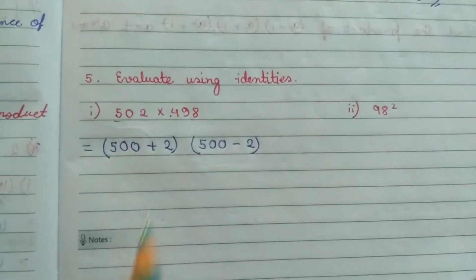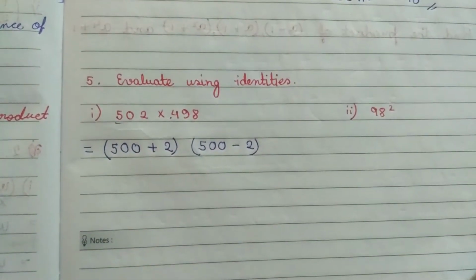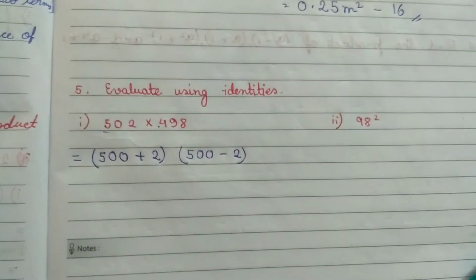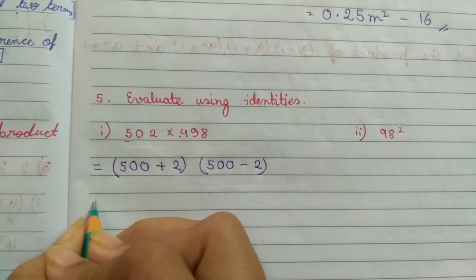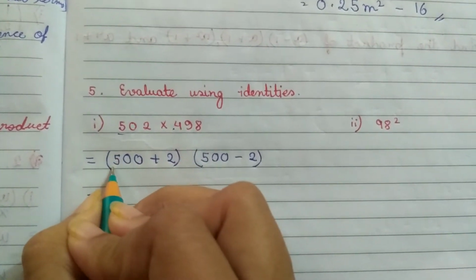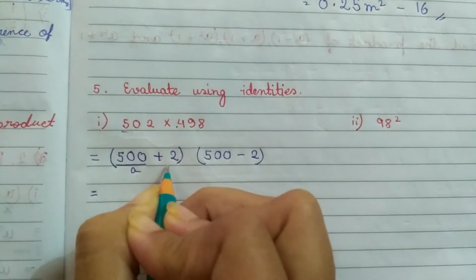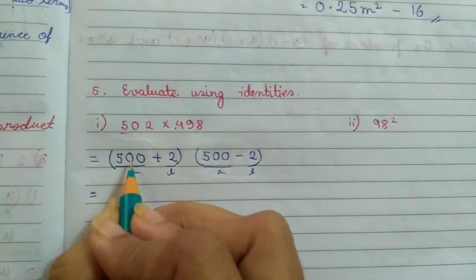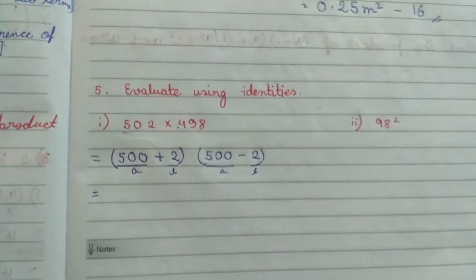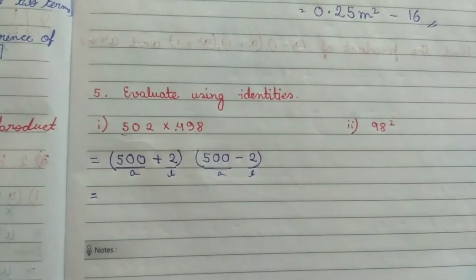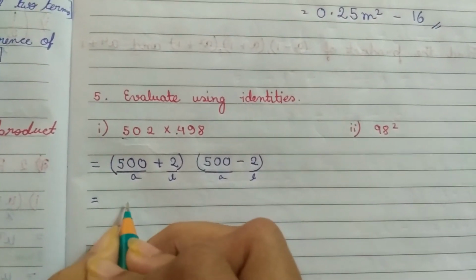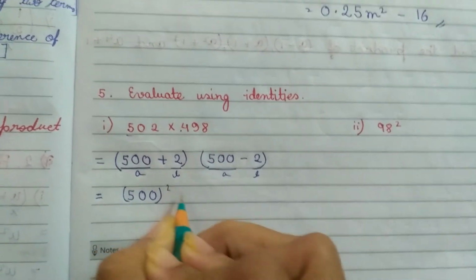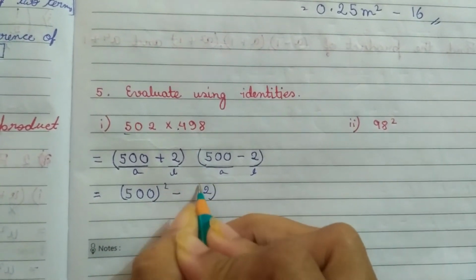500 plus 2 is 502. 498 is 500 minus 2. When you see the same number, we have to add and subtract, and we will get two numbers. Then only you will use these identities. Now put a, b, a, b. Let 500 be a and 2 be b. So a square, that means 500 square, minus b square, that means 2 square.